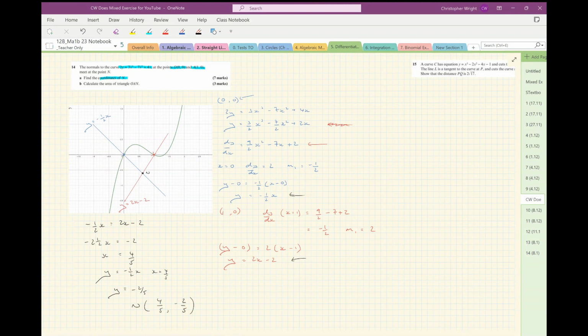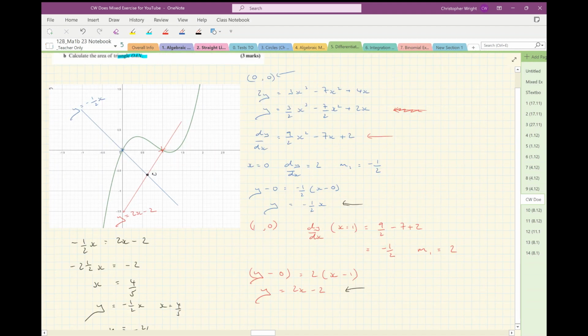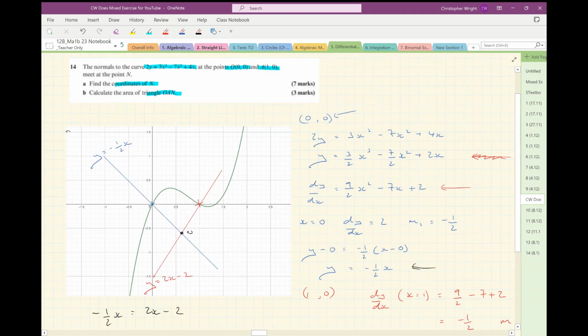14b. Right, calculate the area of triangle OAN. Right, well, let's have a look at that triangle here. This is the triangle OAN. So I've got O here, A here, and N. And I know the coordinates of O and of A and of N. I'm simply being asked to find the area of that triangle there.